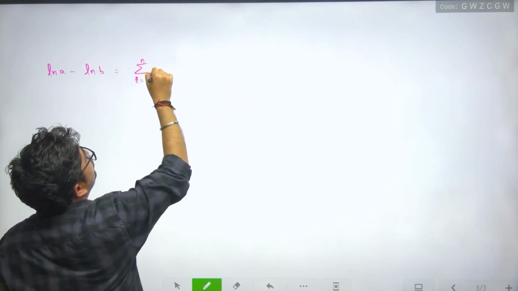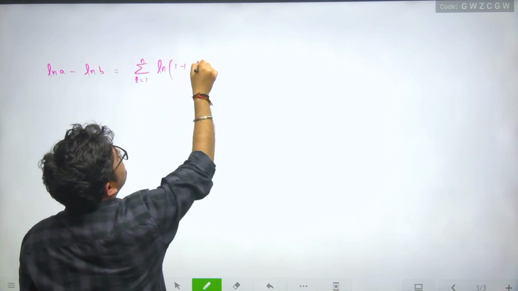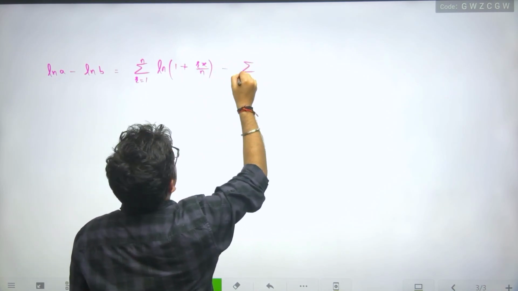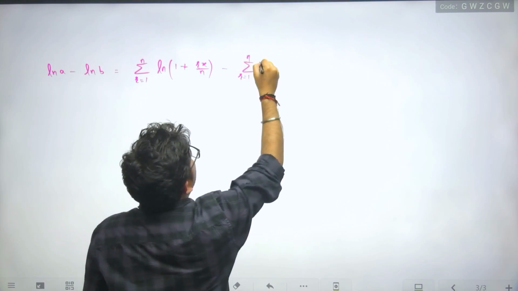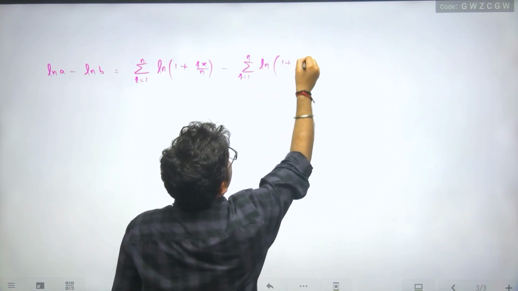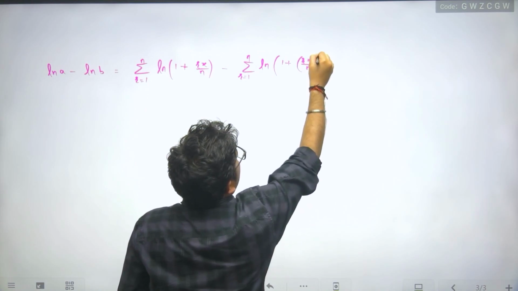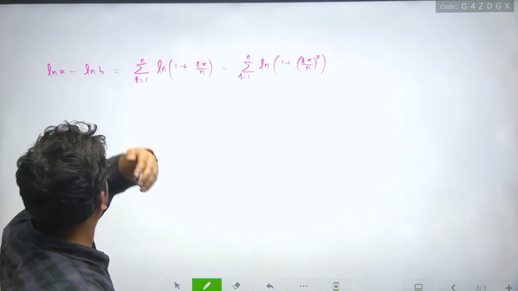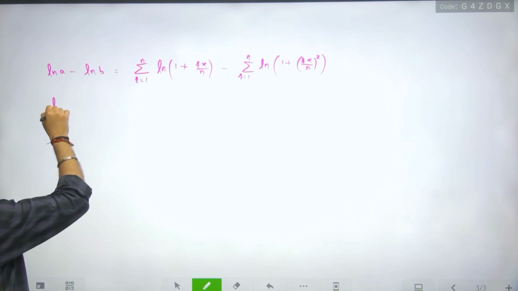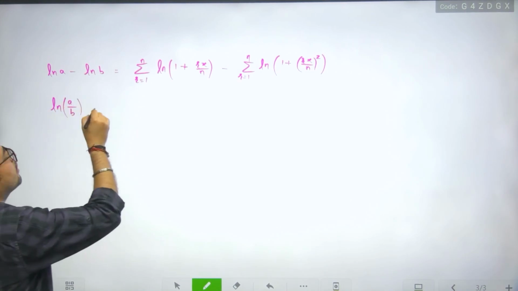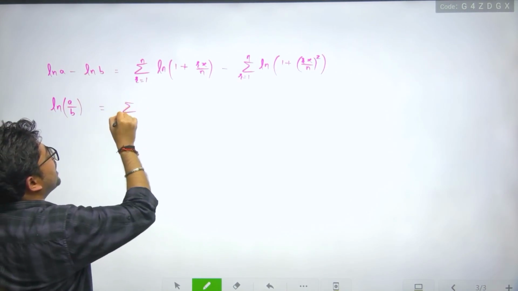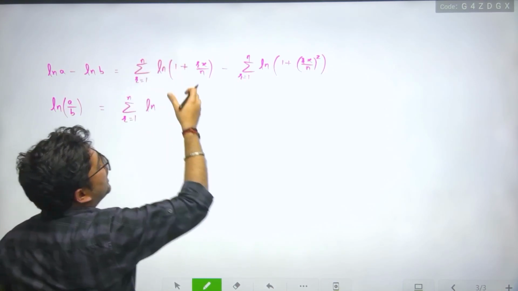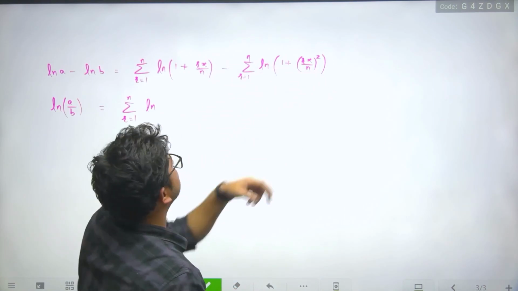Okay, that is sigma r = 1 to n ln(1 + rx/n), minus sigma r = 1 to n ln((1 + rx/n)^2). Got it? So this is ln A by B, and this thing is equal to, you can apply what? The sigma property: sigma A minus sigma B. Yes, you can say sigma (A minus B).